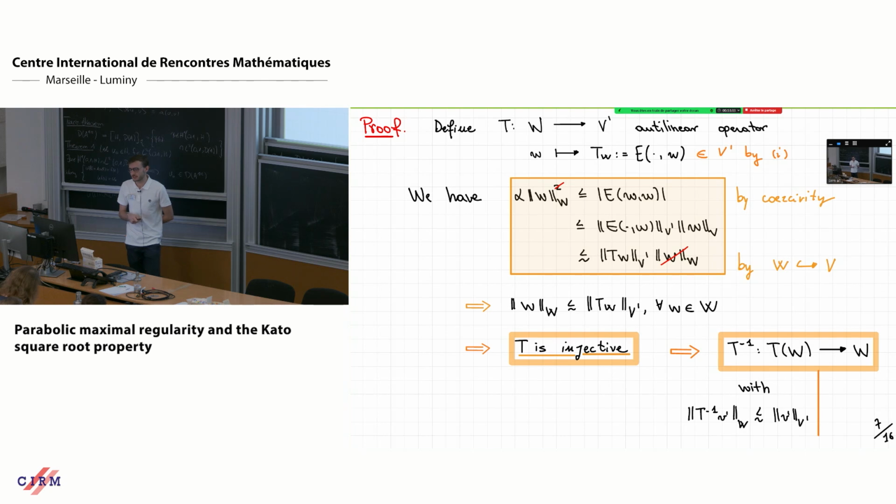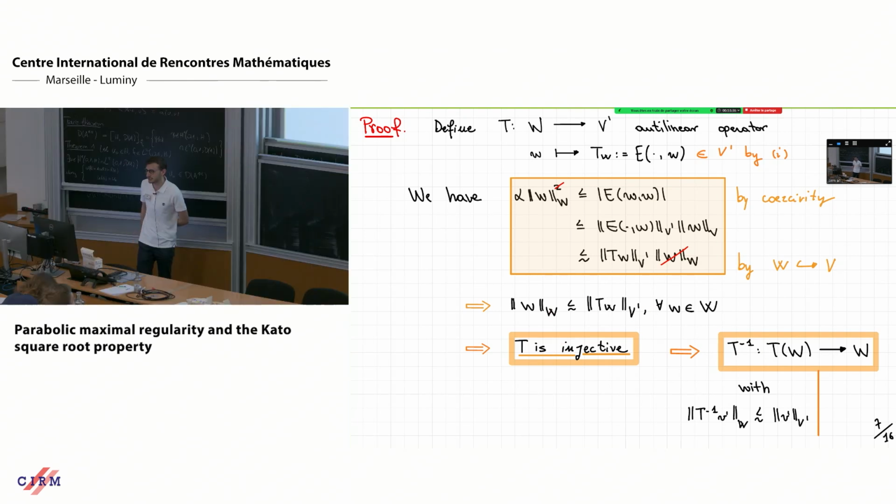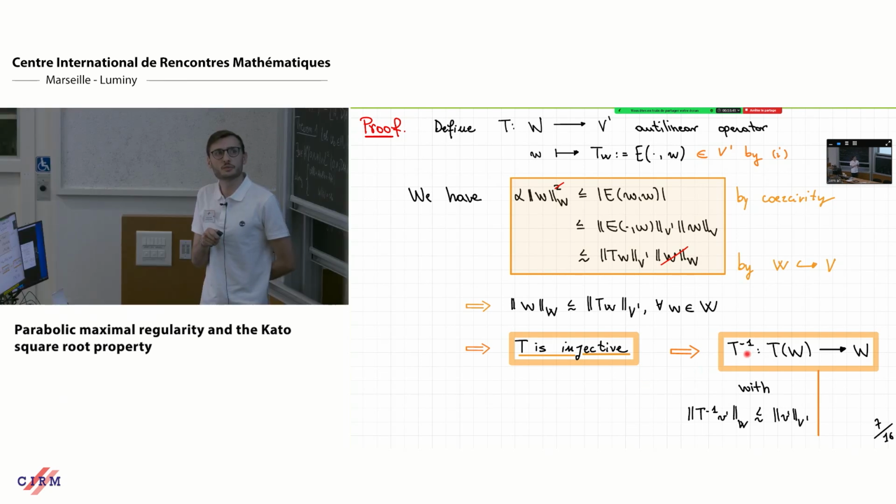So we construct this operator T from W to V prime, that for every w associates the sesquilinear form with w fixed. And by assumption on the sesquilinear form, this is an element of V prime. Then the other assumption on the sesquilinear form is the coercivity, which gives us this kind of inequality, which tells us basically that T is injective, because if Tw is 0, then w is 0. So if T is injective, we can consider T to the minus 1, defined on the image of W with value in W. And this inequality gives us also the boundedness of T minus 1.